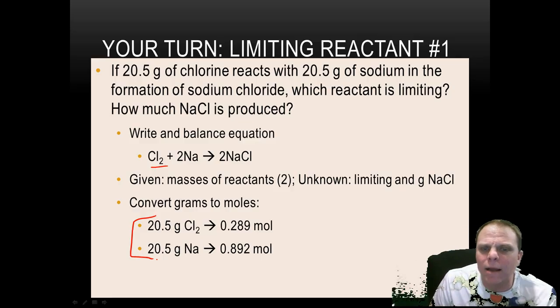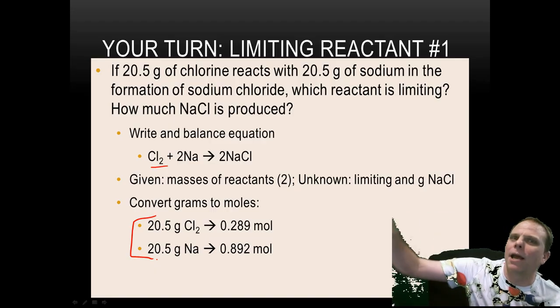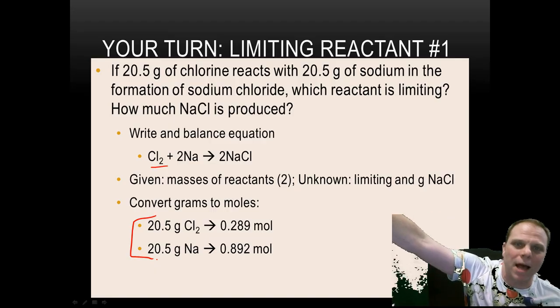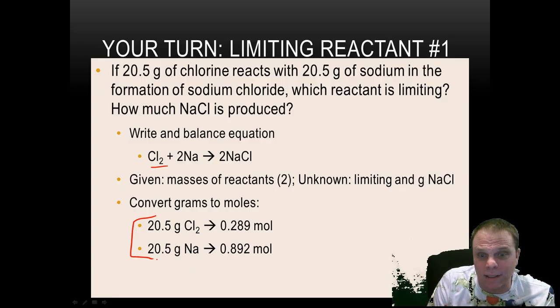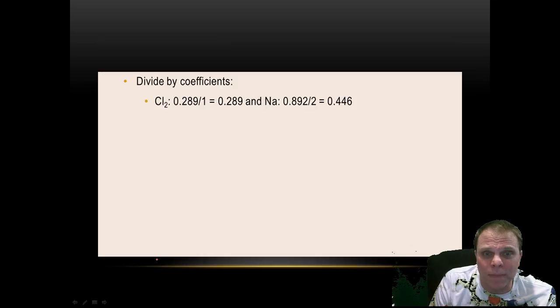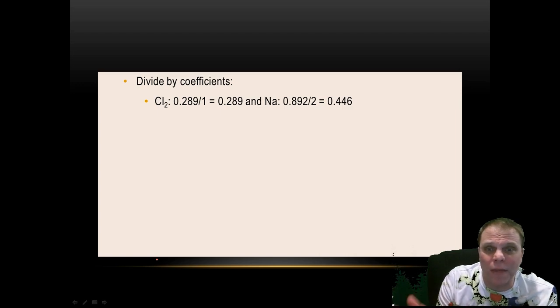Now, how did I do that? Remember, you go to the periodic table and you grab the molar masses from the periodic table. That's what you should have gotten. And then if you want to go to the next step, you have to divide by the coefficients, right? That little shortcut. So you divide both of those by the coefficients. So the chlorine by 1 and the sodium by 2. And then you've got these two numbers.